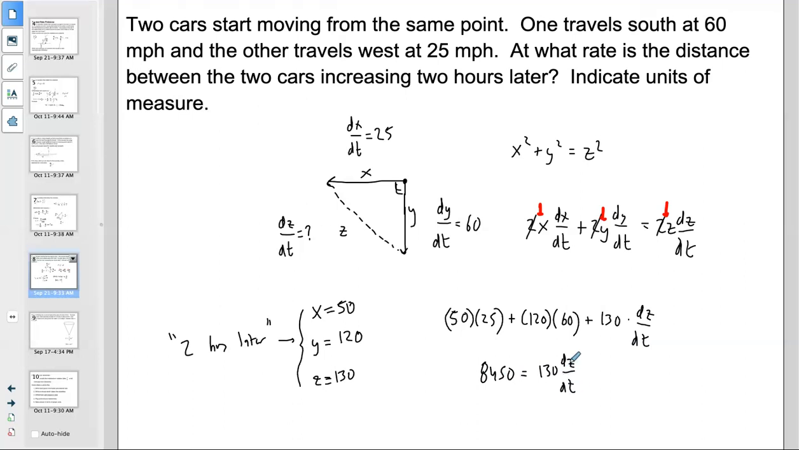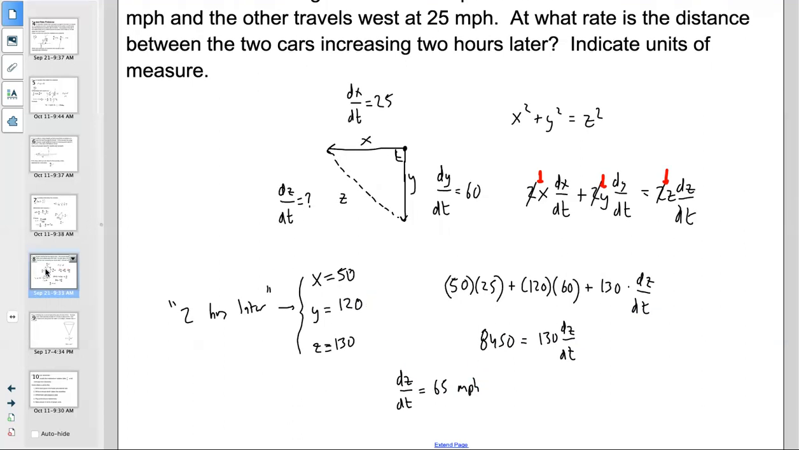Divide both sides by 130. And I conveniently get that dz dt is 65 miles per hour. I know it's miles per hour because that's what all the rates are measured in. Everything was in miles and hours here. So that's a Pythagorean theorem kind of question.